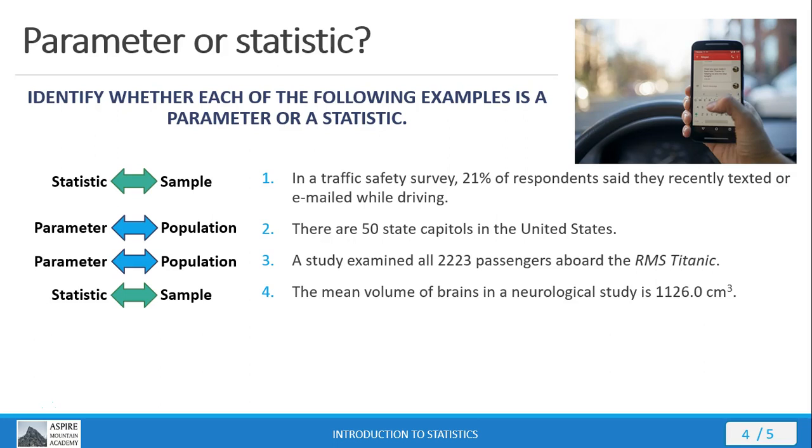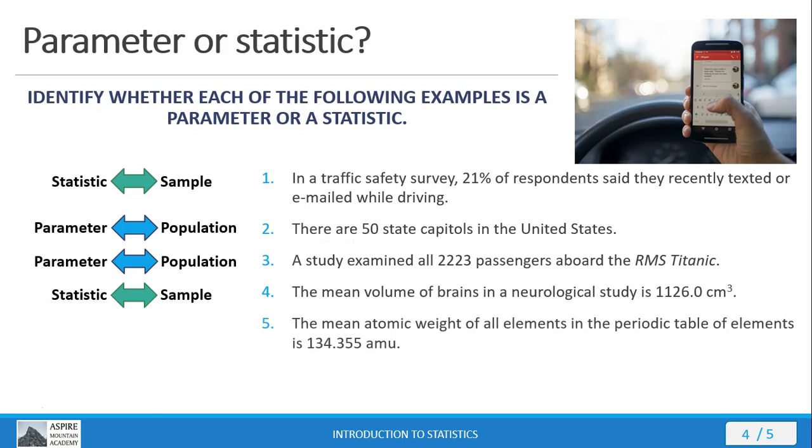We know this is a sample because we're talking about brains that are involved in a neurological study. No neurological study is going to study every brain that is in existence. We're only going to look at a portion of all the brains in existence. So we don't have the whole group, but rather a portion of the whole group. That means we have a sample, and samples are described with statistics.